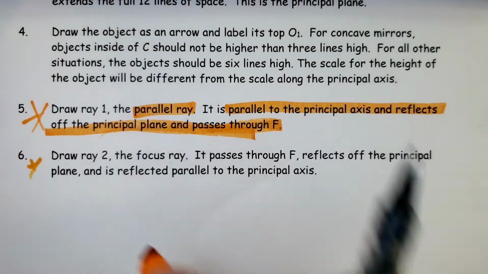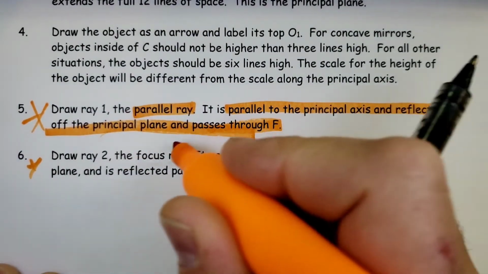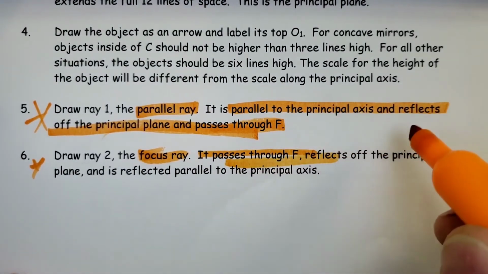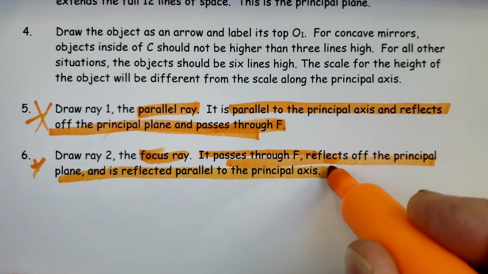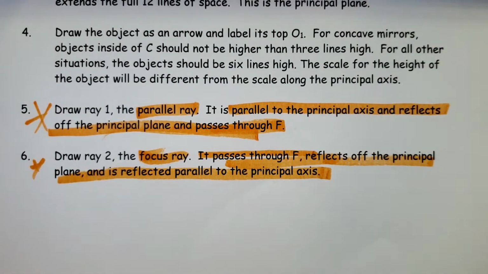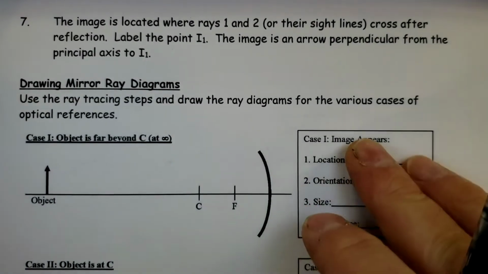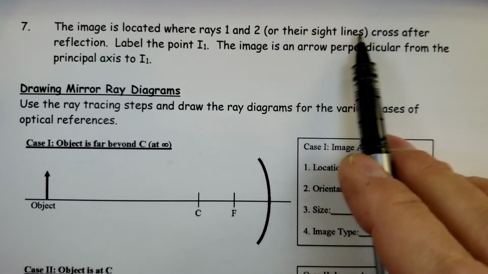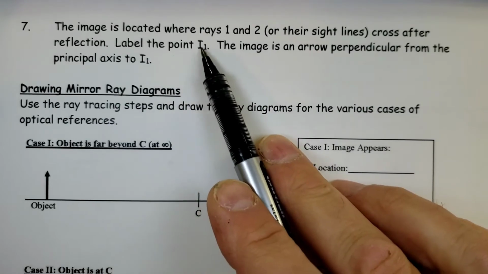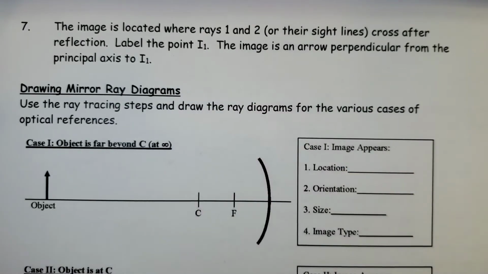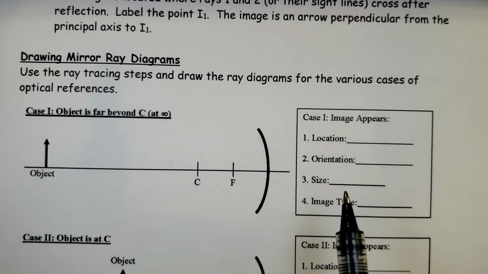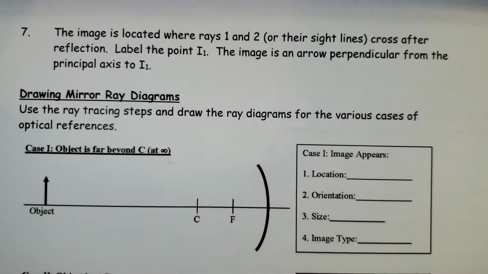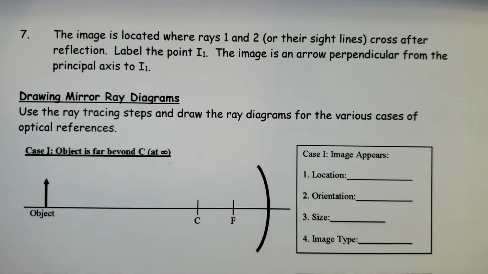Draw ray 2, it's just vice versa. It's a focus ray. So it passes through F and reflects out parallel to the principal axis. And then lastly, the image is located where ray 1 and 2 or their sight lines cross, and label that I1, for image of object 1. The image is an arrow perpendicular from the principal axis because the bottom of the arrow is on the principal axis because the object arrow is there, as we'll see.